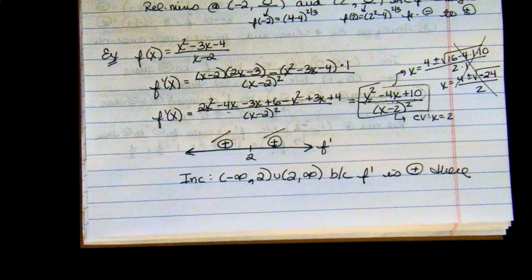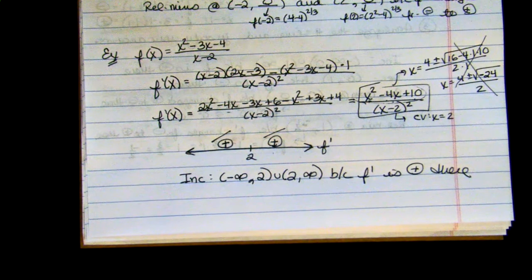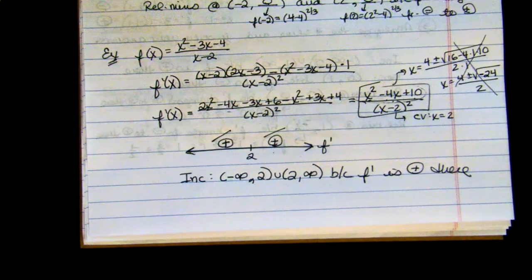Take a moment and go graph that. Hopefully your graph was positive everywhere, increasing everywhere, except at x equals 2 where we had that vertical asymptote.